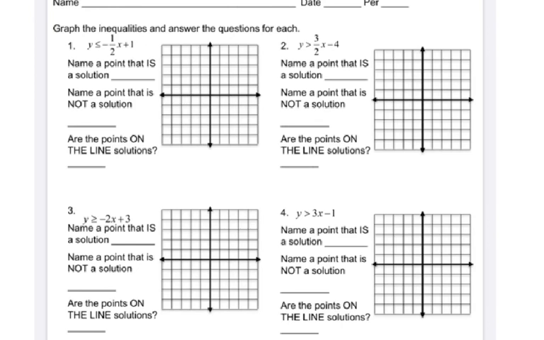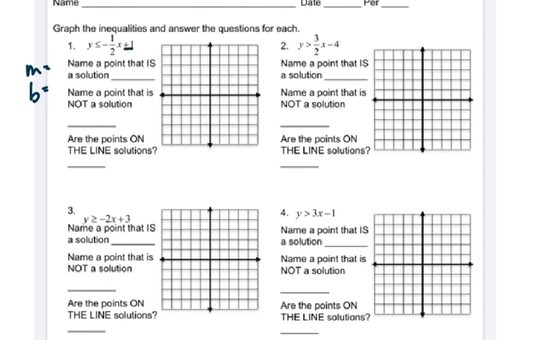Okay, so I'm just going to show you the first one, and then you'll try 2, 3, and 4, and then I'll show you a few at the bottom. So in number 1, we are going to graph. You could put m equals and b equals to help you with your slope and your y-intercept, but for this one, I'm just going to go straight to the graph.